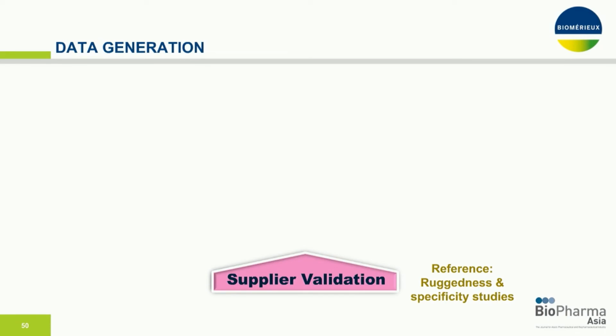Just to reiterate, some of these data elements can be referenced either from other studies or from the supplier validation, and I would recommend ruggedness and specificity be among those. Unless you have specific things that you want to show, then it would be good to use those.